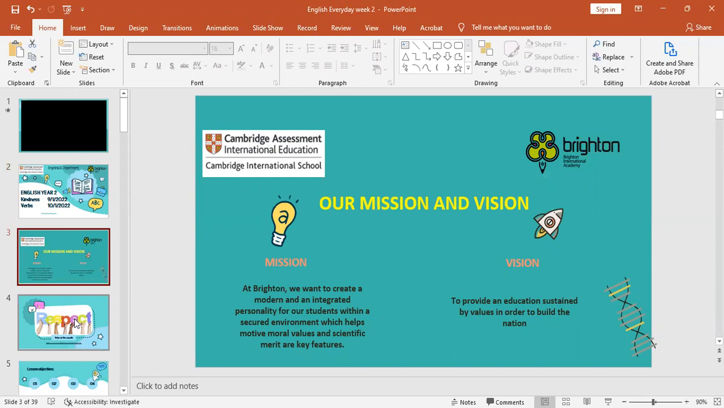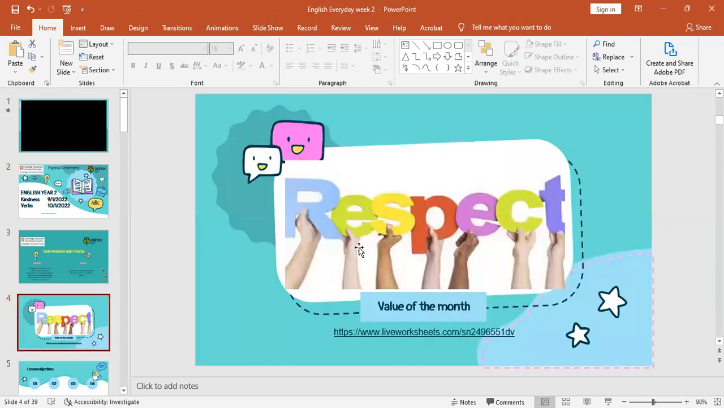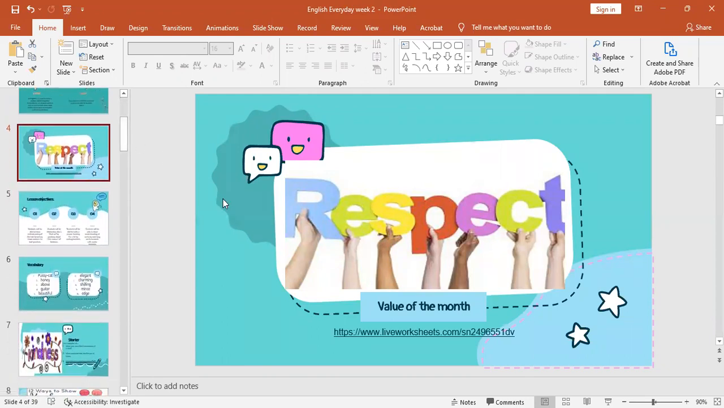Talking about values, our value for the week is still on respect. We always remember that when we give respect, we earn respect.